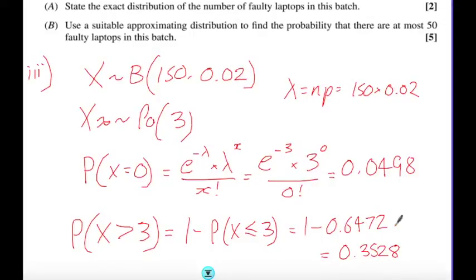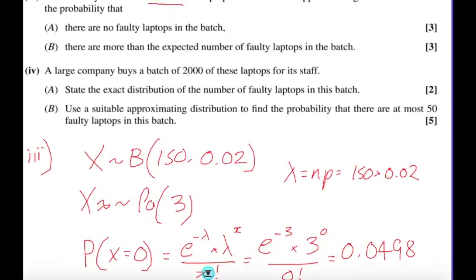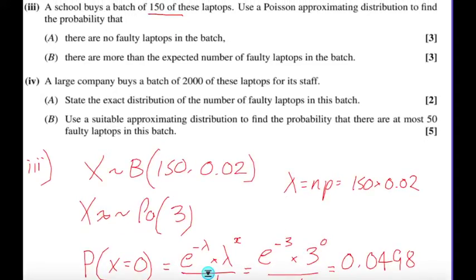Okay, use a suitable approximating distribution to find the probability there are at most 50 faulty laptops in this batch. Oh, sorry, I've kind of jumped ahead a bit. Right, so now we've got a batch of 2,000 of these laptops.